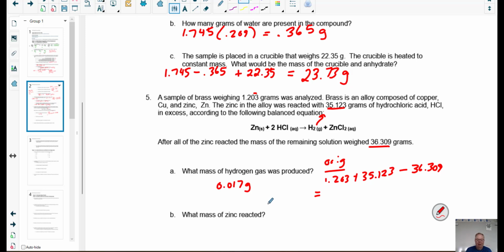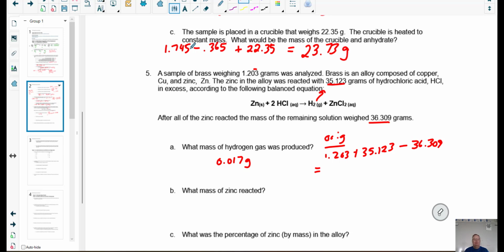The mass of the zinc reacted. So now we can figure out that moles. So we can go from, basically we're going to go from grams to grams. So using our stoichiometric relationships. So a little stoichiometry here. We're going to go from grams of hydrogen to grams of zinc. So we know the hydrogen. So if I divide that by 2, give us our moles.